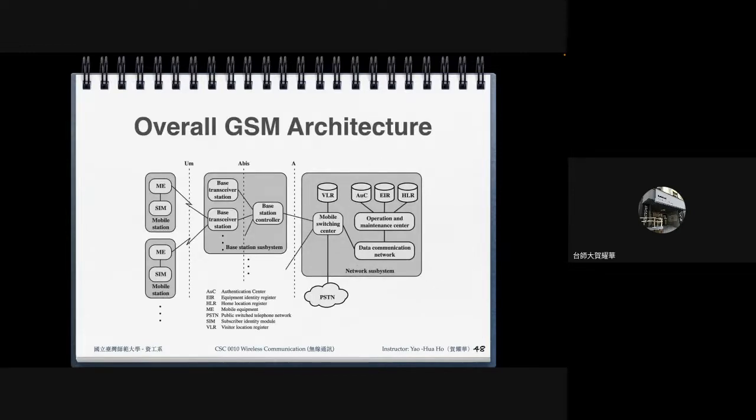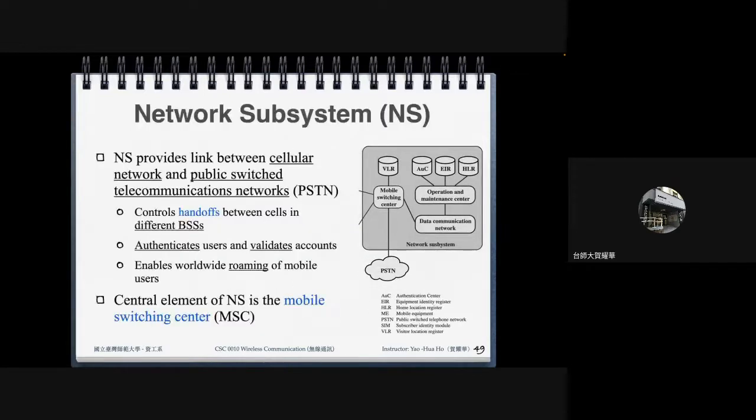Now, the base station controller controls the reservation of a frequency channel, and does the handoff and the paging. But that's what's inside a base station subsystem. So you will have many base station subsystems. Then you will also connect to a single mobile switching center. This is what we call the network subsystem. A network subsystem, or NS, provides the link between the cellular network and the public switched telephone network, or PSTN. It also controls the handoff between cells in different base station subsystems.